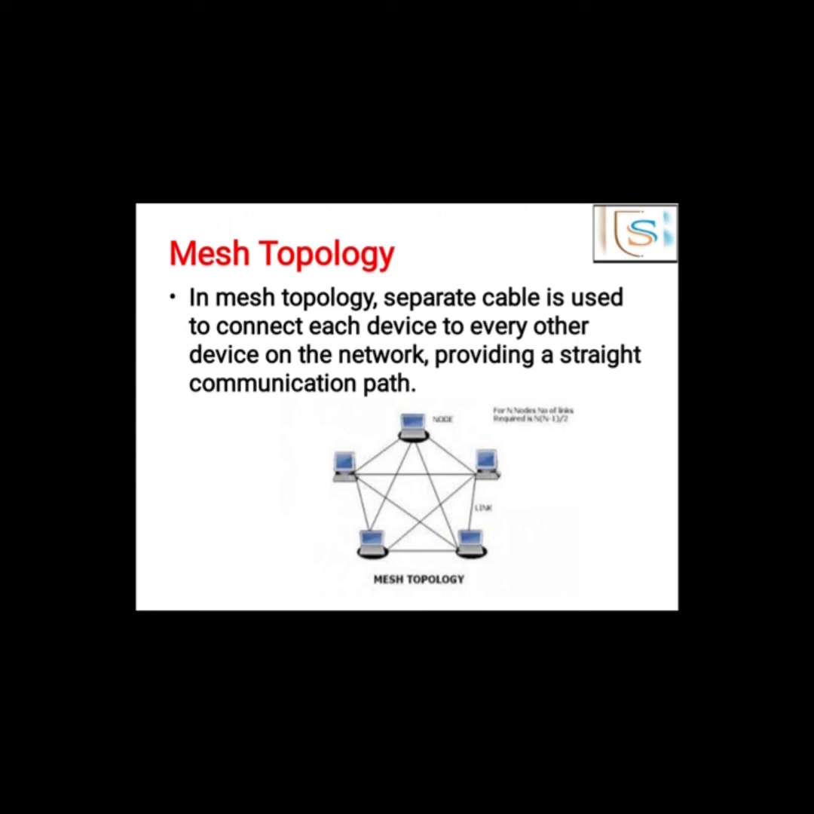In the mesh topology, a separate cable is used to connect each device to another device. See, in this topology we have redundant links. That means one computer can have multiple links with other computers. So if any one connection between two computers gets disrupted, the rest of the network can work, because we have redundancy, meaning repetition. There are repeated links, repeated connections of one computer to another computer.